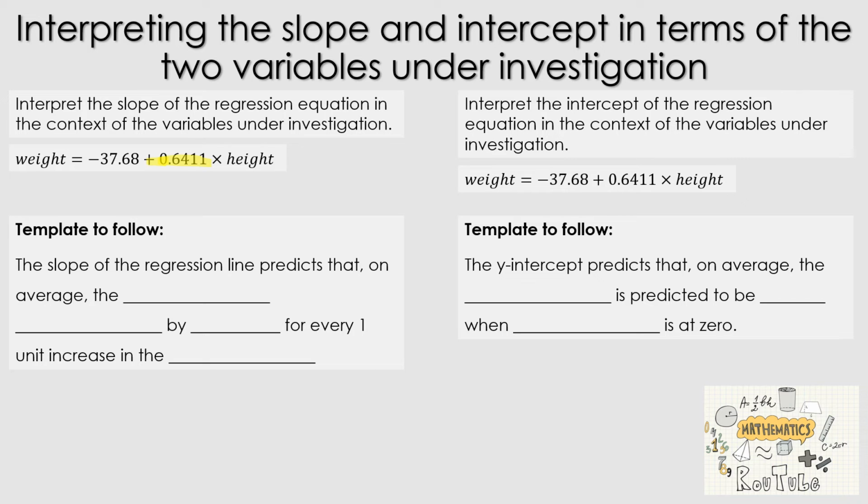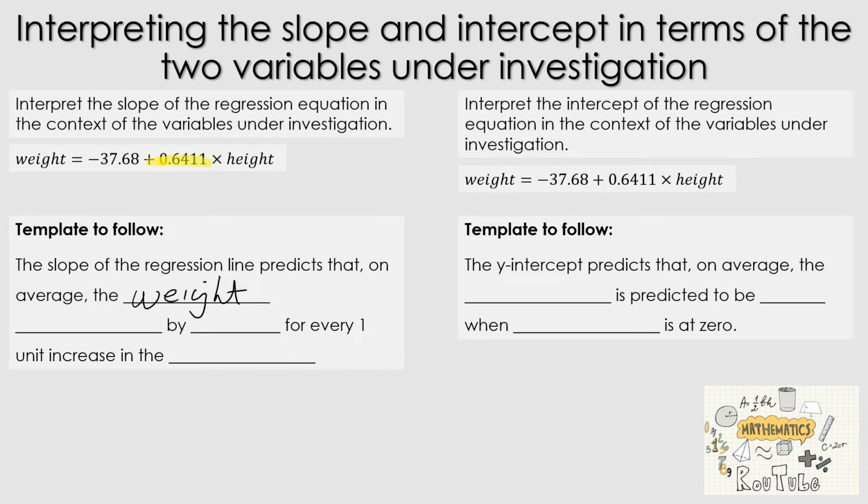The template for us to follow is: the slope of the regression line predicts that on average, blank, blank. What we're going to talk about here is what the slope is actually telling us in terms of height and weight. We need to indicate what's actually happening. Is the weight increasing or decreasing, and what's it increasing or decreasing by? The slope of the regression line predicts that on average, the weight, the RV in this case, is the first gap.